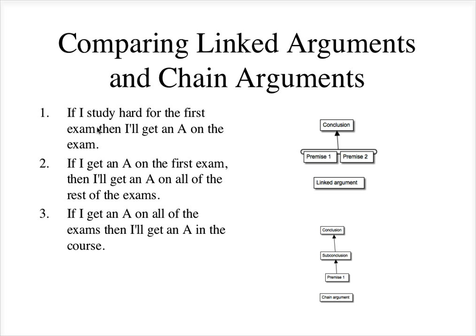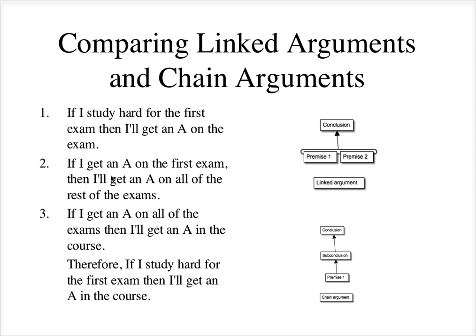So you couldn't go straight from, here's the conclusion. Therefore, if I study hard for the first exam, then I'll get an A in the course. So you couldn't go just from each of these premises to the conclusion. No, you need all of them together. And that is the most common type of argument, is a linked argument. This kind, the chain argument, is very rare.